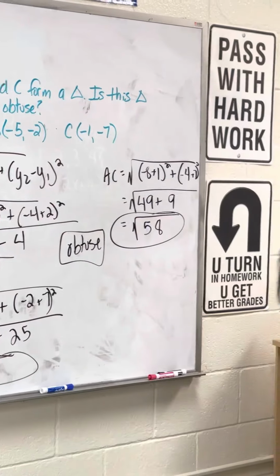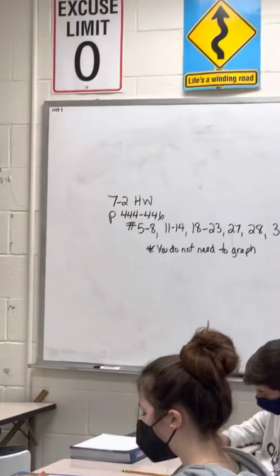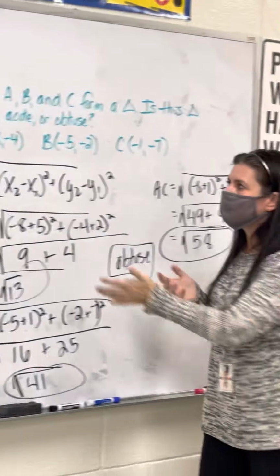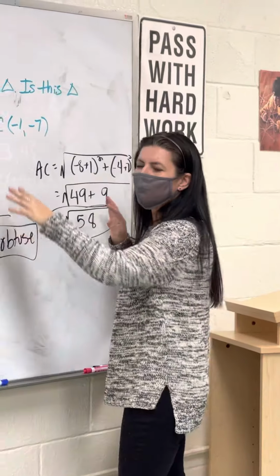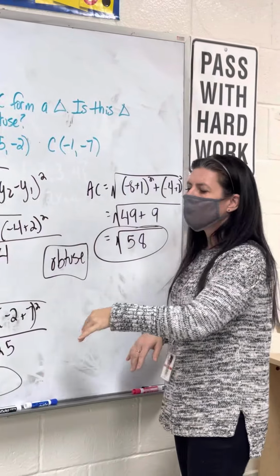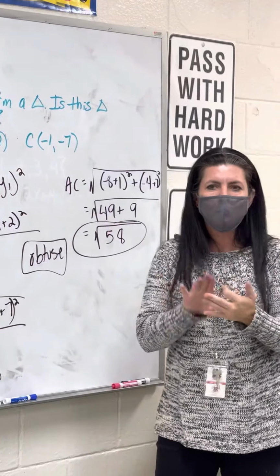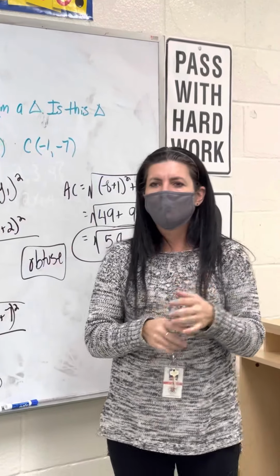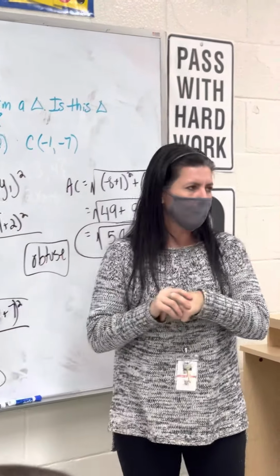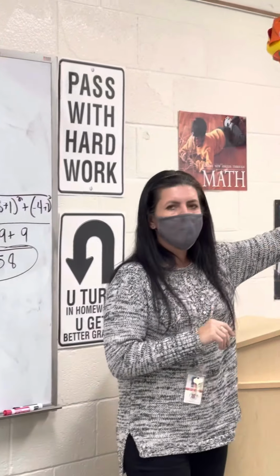Okay, I have homework posted over here. So in the past, my answer key shows graphing the points like this kind of problem. I don't need you to graph it. I'm more concerned with you doing the distance formula and coming up with right, obtuse or acute. So when it says to graph it, you don't need to graph it. I just need you to use the distance formula and find that answer. Okay? So again, there's your work for today.